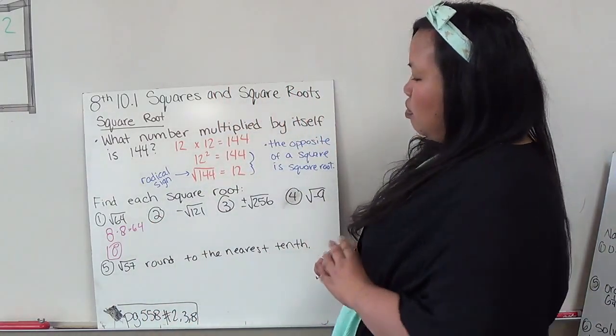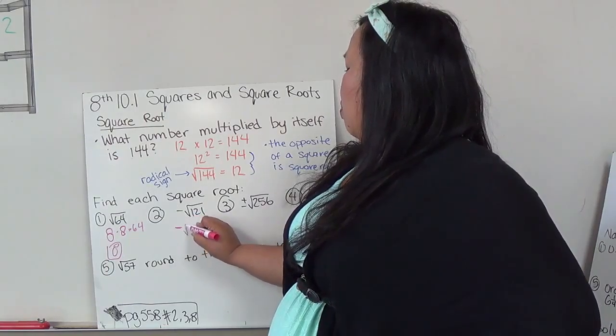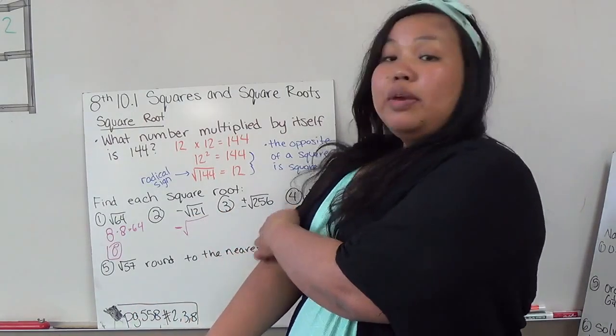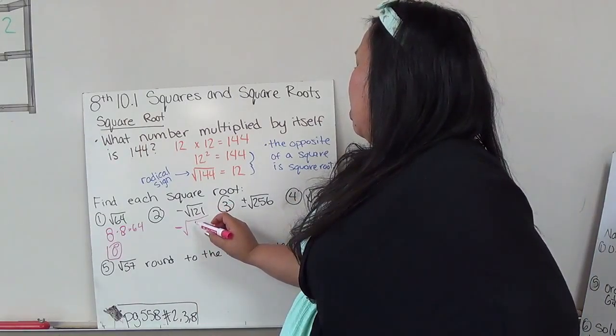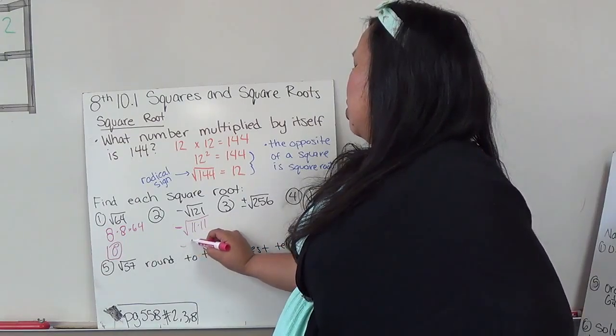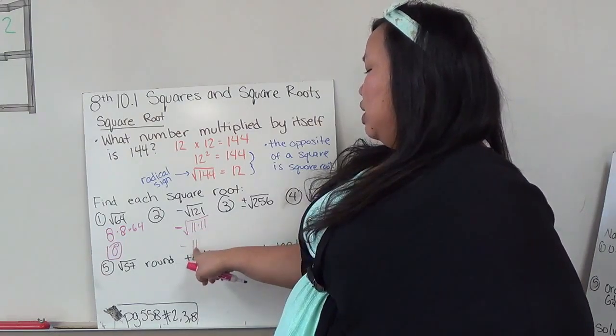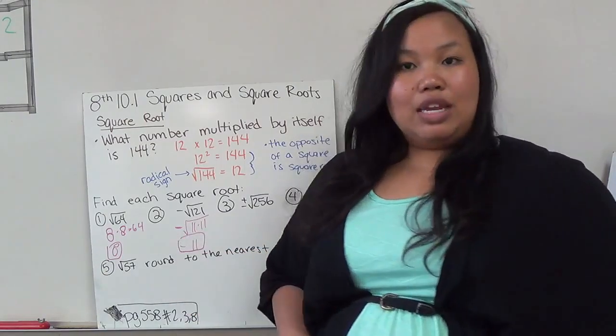Right? On this one, I have the negative square root. Basically, 121 is 11 times 11. So this is the same thing as just 11. So every pair on the inside gives me 1 on the outside. So my answer is negative 11.